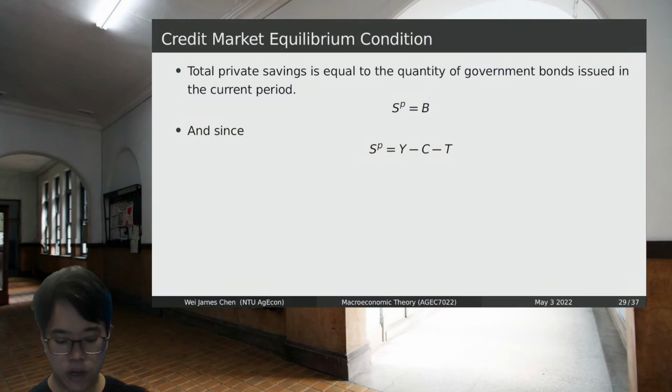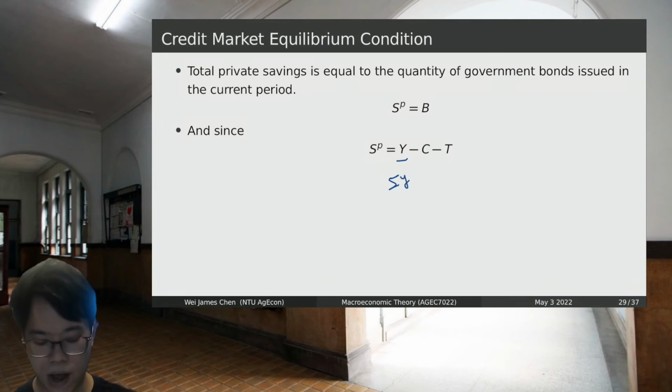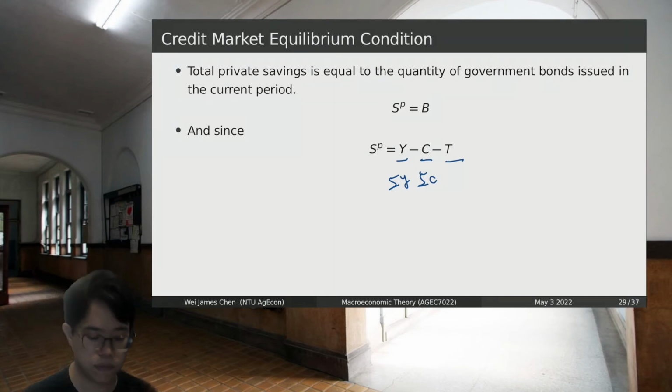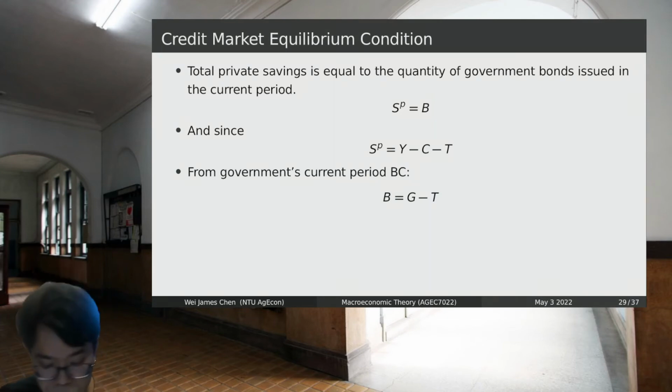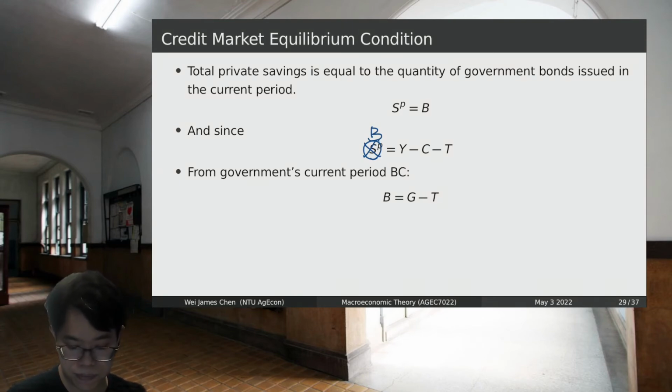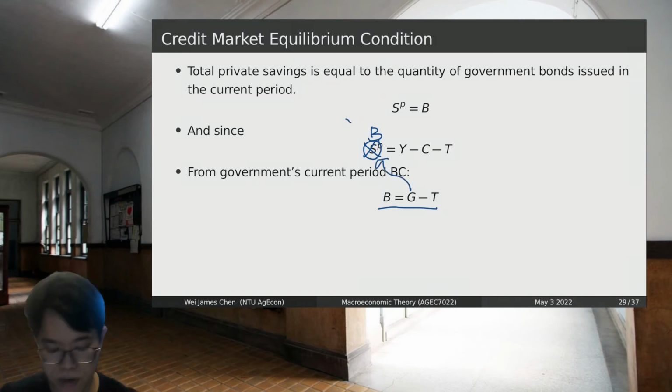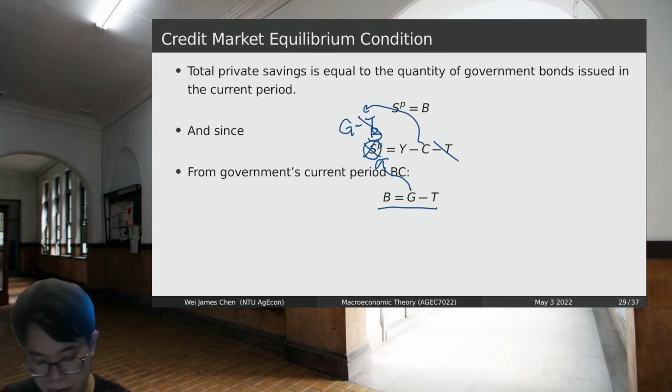And since I know the total saving is also equal to the total income, that's the summation of Y, minus the summation of C, and minus the total tax, right? Saving must equal income minus consumption minus tax in total. And I know this is B, and B equals G minus T. So I can put it here: this is G minus T, then the minus T part goes out, and the minus C can go here.